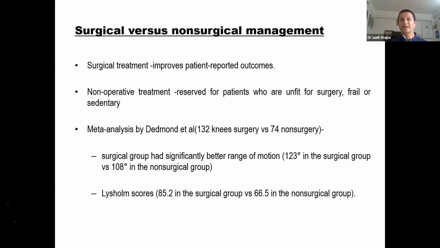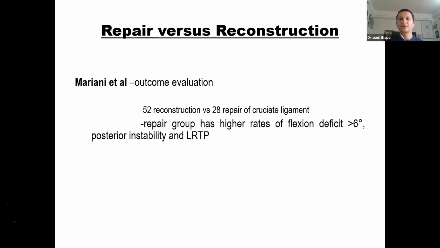The meta-analysis by Diamond et al. shows that knee surgery for ligament reconstruction and addressing bony pathology after knee dislocation definitely has a better outcome in terms of range of movement and Lysholm score than a non-surgical treatment.